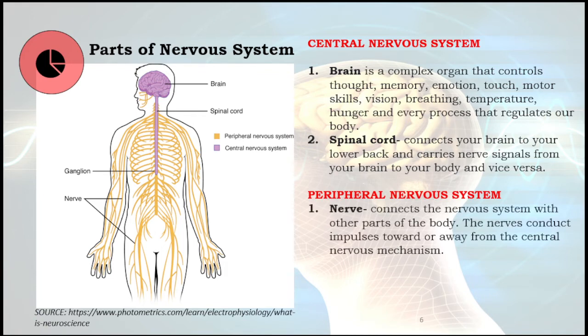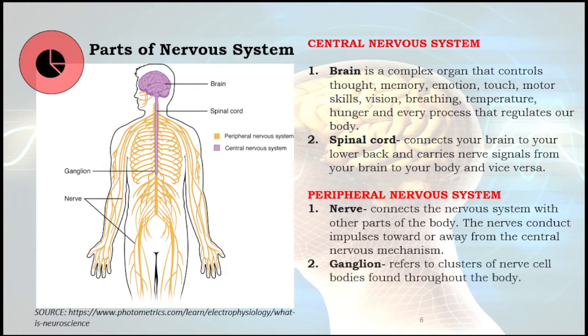The nerve connects the nervous system with the other parts of the body. So it conducts impulses toward or away from the central nervous mechanism. Next to that is what we call as the ganglion. It refers to the cluster of nerve cells or nerve cell bodies found throughout the body.